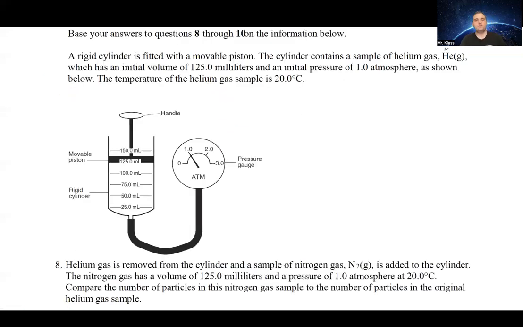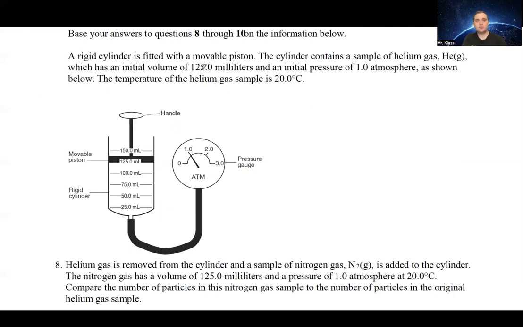Okay, so let's look at this problem. Of course, when we're solving a Regents problem, we need to read the prompt fully. One of the skills that you need for the Regents is being able to dismantle the prompt, figure out what is applicable, what's not applicable. Here's the prompt: a rigid cylinder is fitted with a movable piston, so we know the volume can either increase or decrease because the piston is movable. The cylinder contains a sample of helium gas. We haven't seen any factors in which the type of gas matters, so we don't have to pay attention to the fact that it's helium.